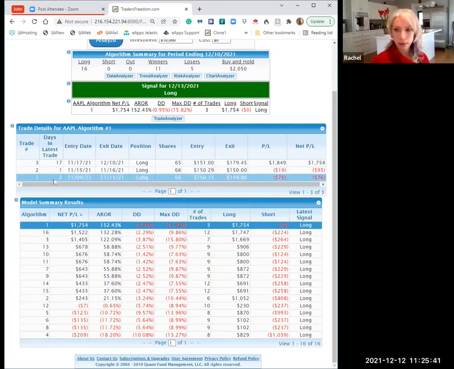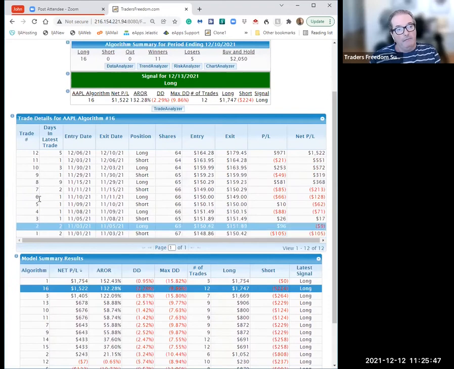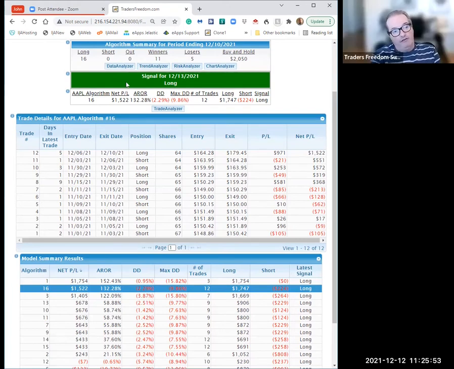Okay. For the sake of example, if we were to pick the second algorithm, which made a little bit less money, but is algorithm number 16, it would be the most aggressive one out of all of them, because it's the 16th. And if you look at this here, there are 12 different trades ranging from 1 day to 5 days, and you're in and out and in and out much more often.